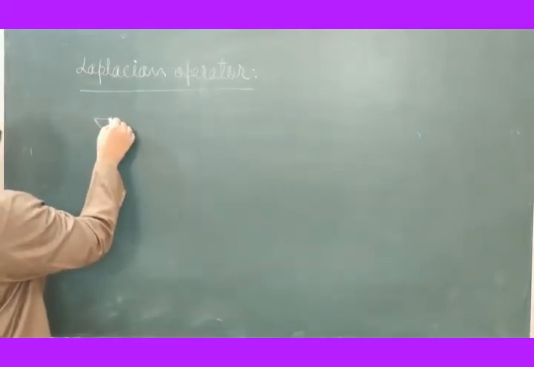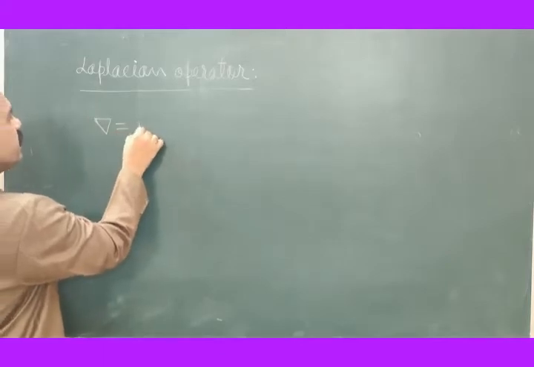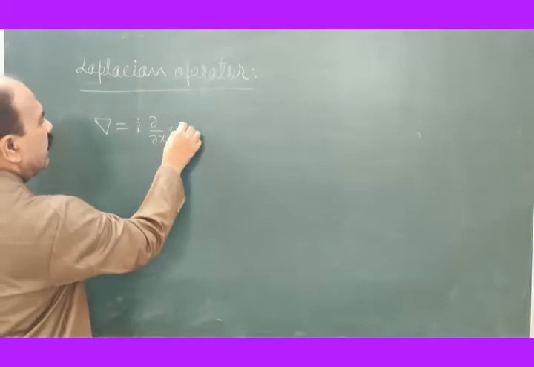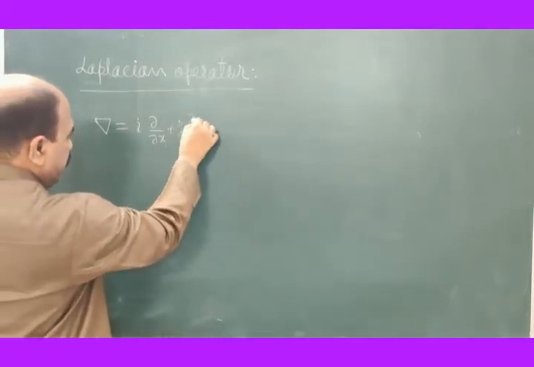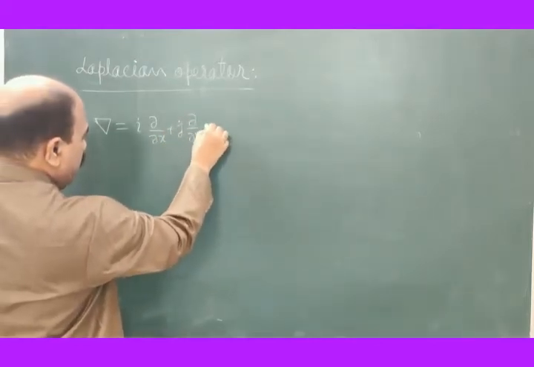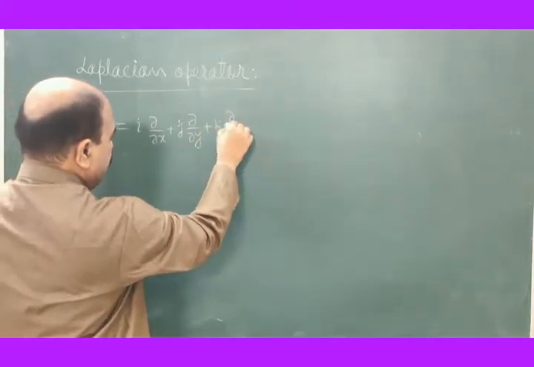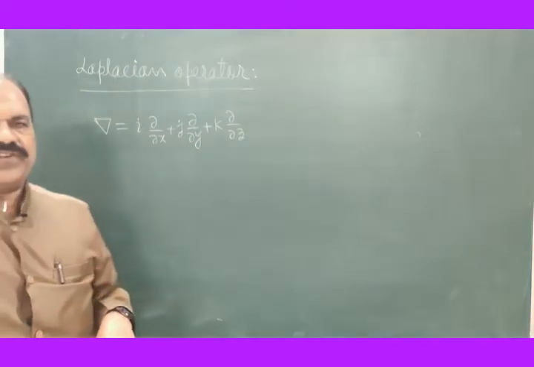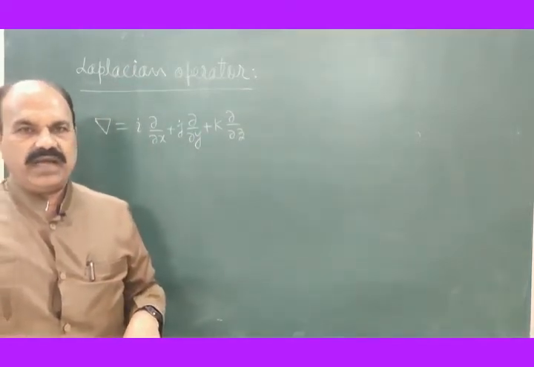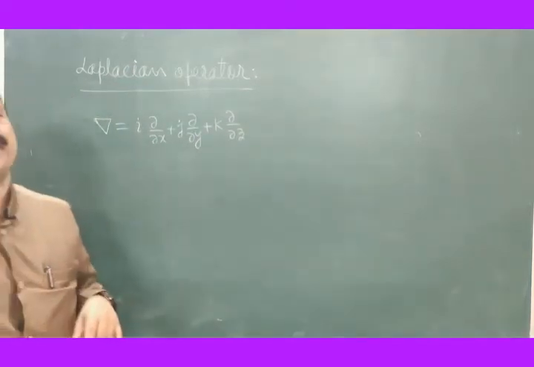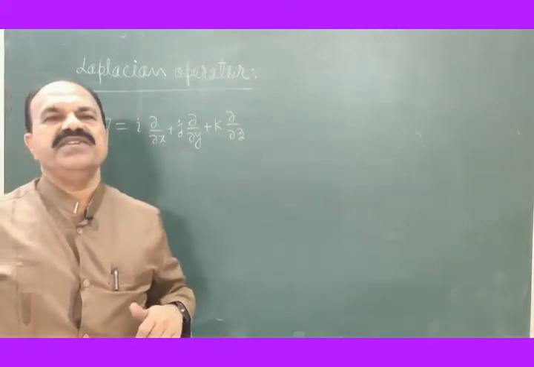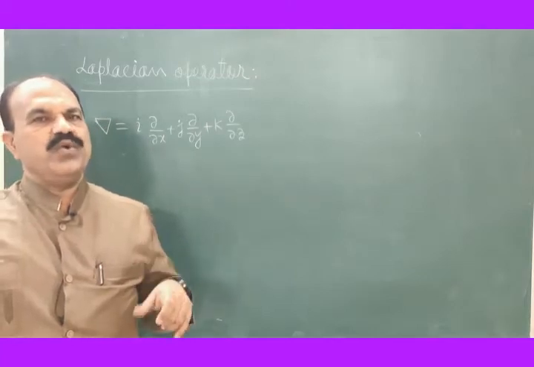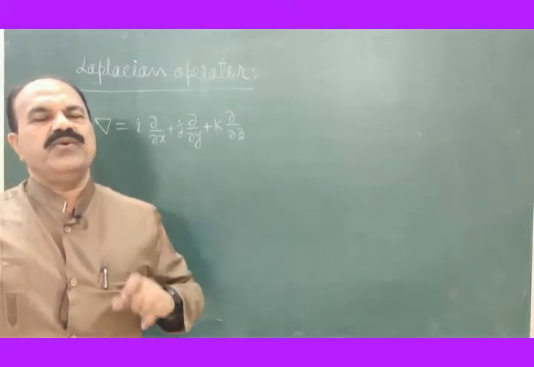The vector differential operator del or nabla is equal to, as you know, i dou by dou x plus j dou by dou y plus k dou by dou z. Vector differential operator nabla or del is this. Del or nabla is equal to i dou by dou x plus j dou by dou y plus k dou by dou z.